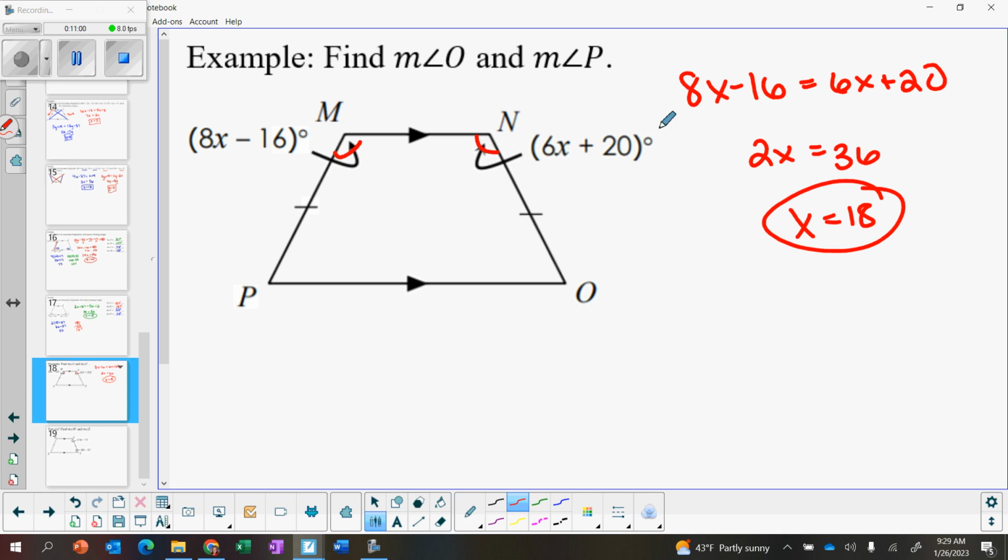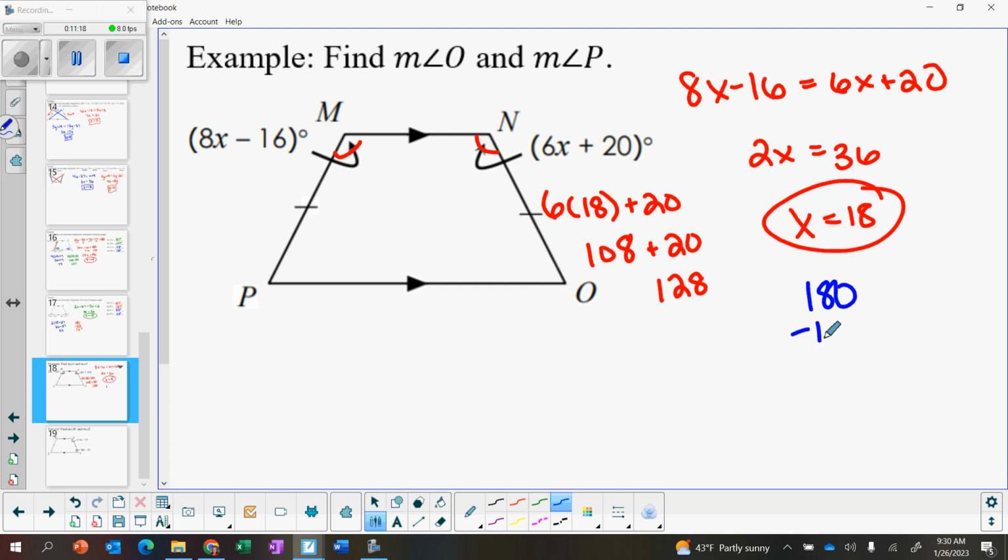So if I plug that in here, 6 times 18 plus 20. 6 times 18 is 108. Plus 20 is 128. And we know angles O and P have to be supplementary to 128. So if I subtract, I get 52. So the measure of angle O equals 52 degrees, and the measure of angle P equals 52 degrees.